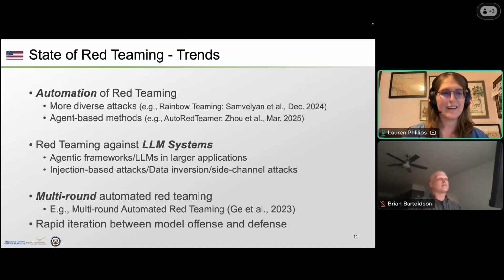And then thinking about multi-round automated red teaming. This was mentioned in the previous talk: you can attack an LLM repeatedly in a conversation and get a response that you would not otherwise be able to get. Incorporating that style of attack into automated red teaming is really crucial.